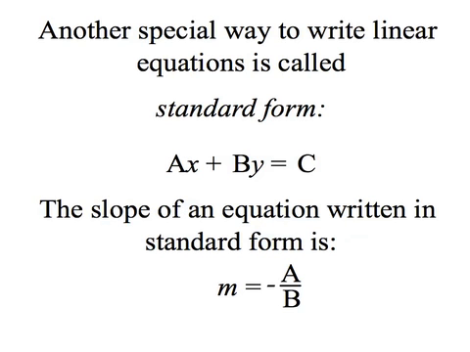To summarize, another special way to write linear equations is called standard form. A, B, and C are usually integers. A is usually non-negative. A and B cannot both be 0. And A, B, and C are usually relatively prime. And the slope of an equation written in standard form is equal to the opposite of A divided by B.